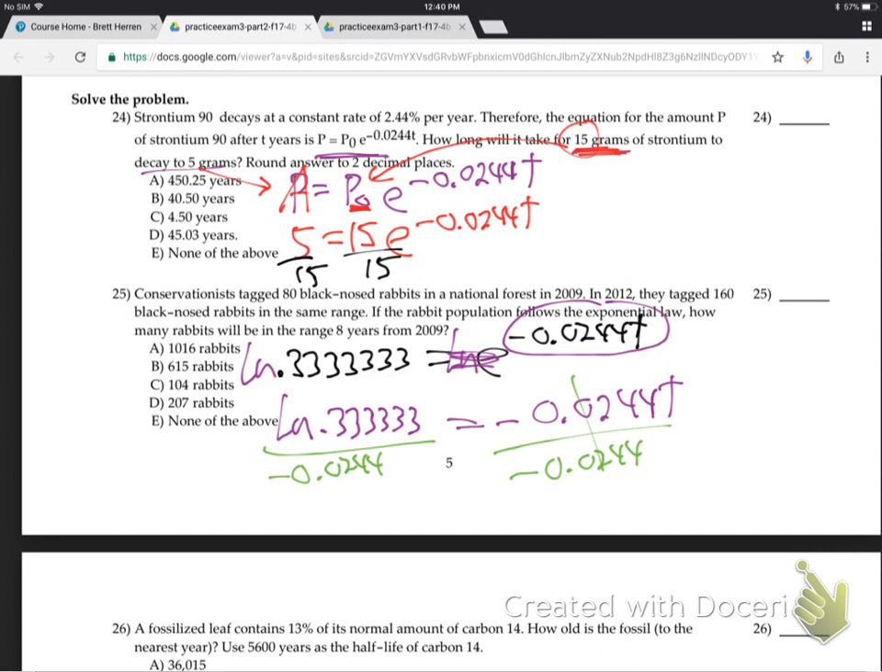So we can't leave it as a fraction. Oh, 1/3? Or 5/15ths? Yeah, that's even better. That's even more accurate. No, that'd be great. I'm getting 45.025. Yeah, so D, it rounds to 45.03. There it is.